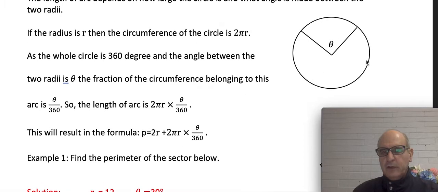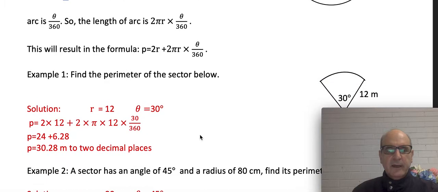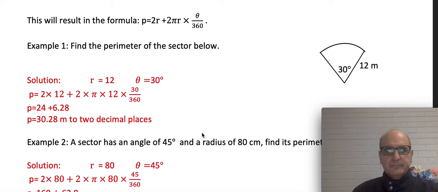Then the 2r, why 2r? Because you have one radius here, one radius here, and r plus r makes 2r. Then this bit, as we said, is 2 pi r times angle theta over 360. Let's look at a couple of examples.